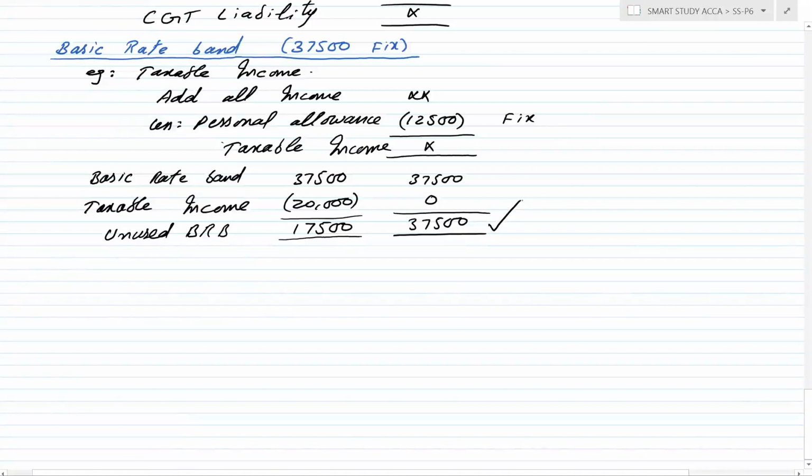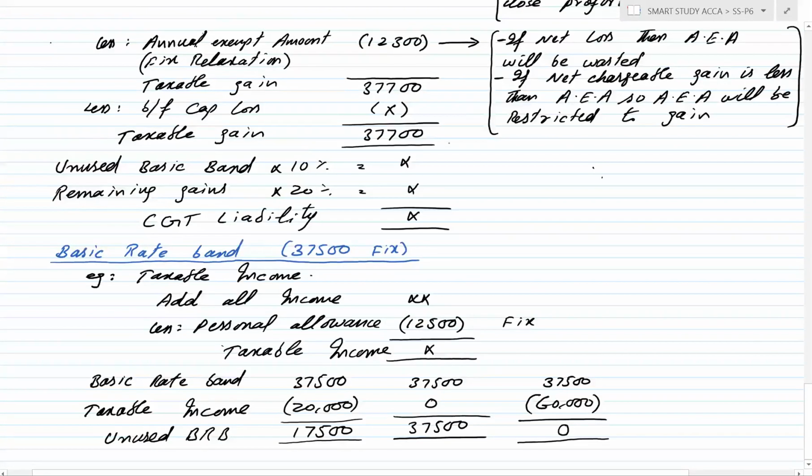In the same way, suppose our taxable income is 60,000, while the basic rate band is fixed at 37,500. It means we have fully consumed the basic rate band in the income tax. And we are going to pay 20% tax on the full gain because the basic rate band has been fully consumed in the income tax.